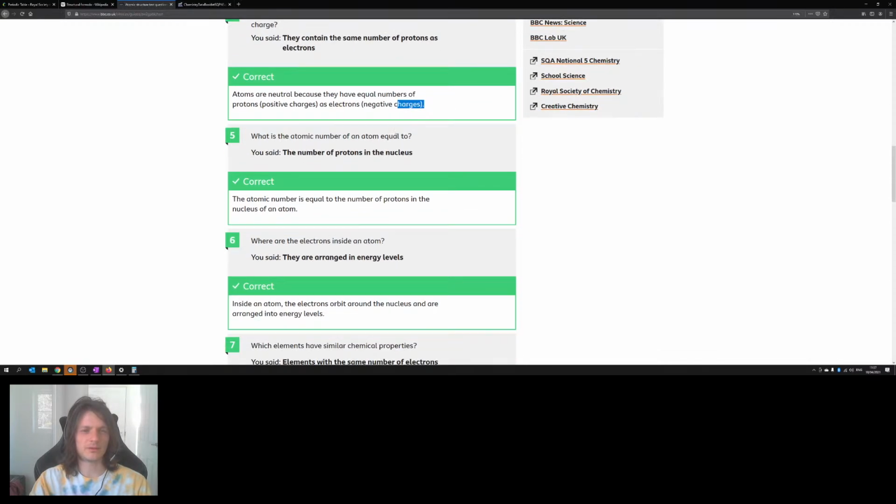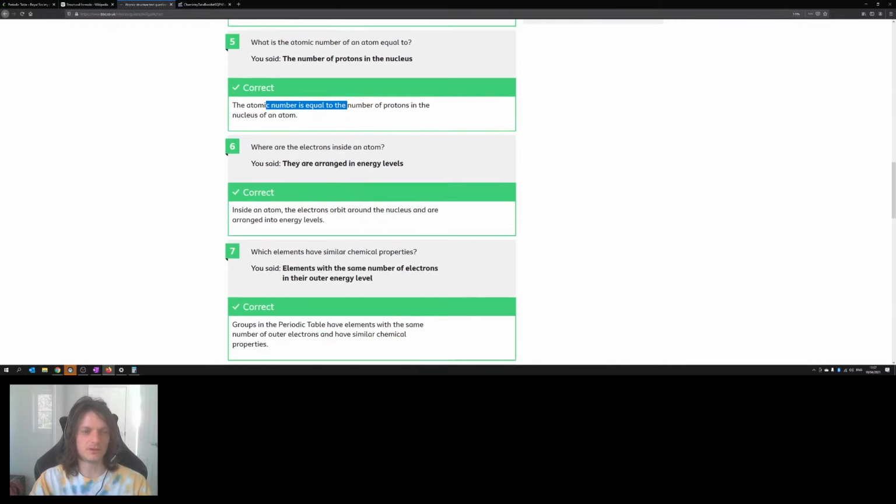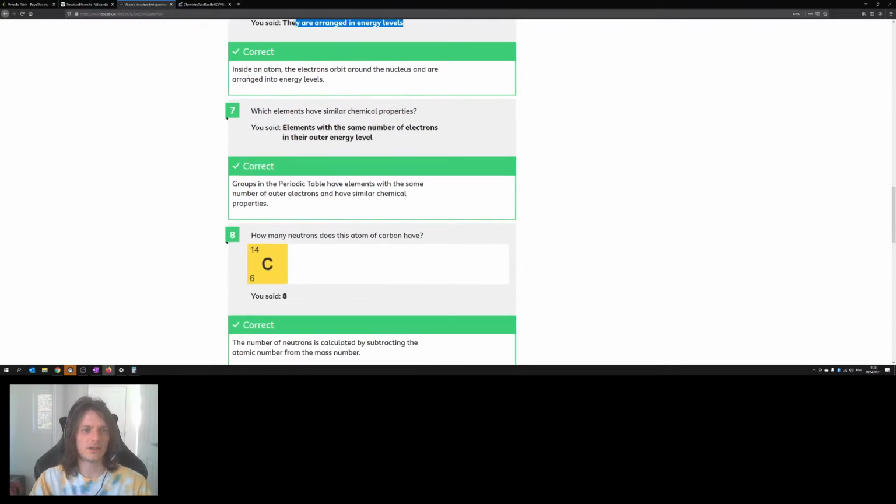What is the atomic number of an atom equal to? The number of protons in the nucleus. The atomic number is equal to the number of protons in the nucleus of an atom. Cool. Where are the electrons inside an atom? They are arranged in energy levels. Inside an atom, the electrons orbit around the nucleus and are arranged into energy levels.